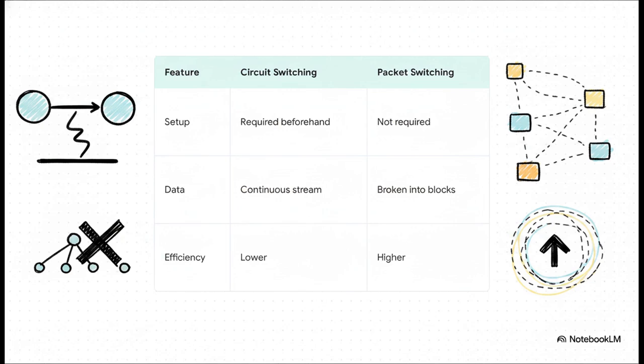Circuit switching requires that setup beforehand, and it uses a continuous stream of data. But because that dedicated line literally just sits empty if no one is actively speaking, its overall network efficiency is way lower. Packet switching doesn't need that dedicated setup. The data is broken into blocks, and because everyone dynamically shares the medium, packet switching achieves vastly higher network efficiency.